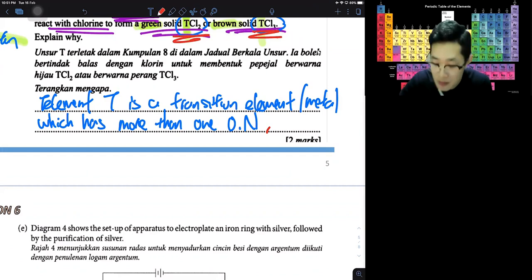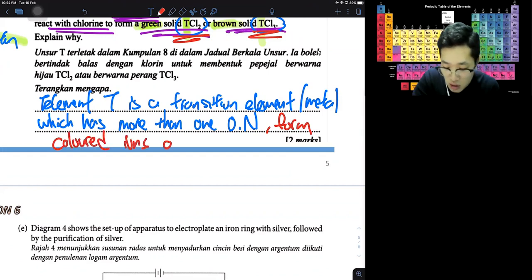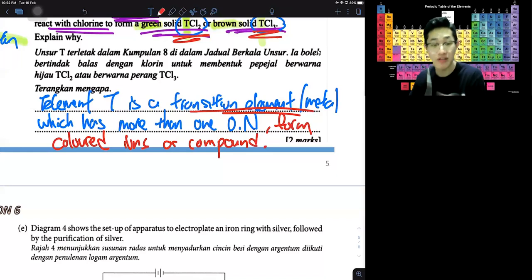They got two different colors and form colored ions or compounds. Okay, so this transition element or transition metal has more than one oxidation number. They can also form colored ions or compounds. This is why you get two different colors and two different formulas. Next.